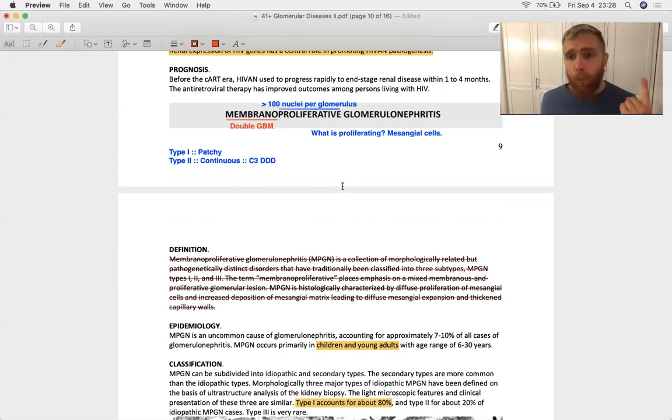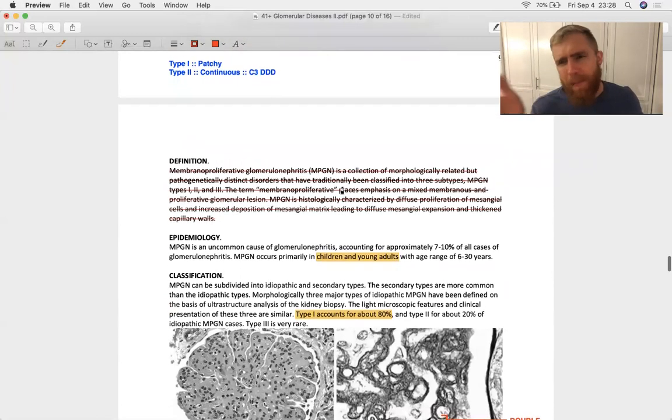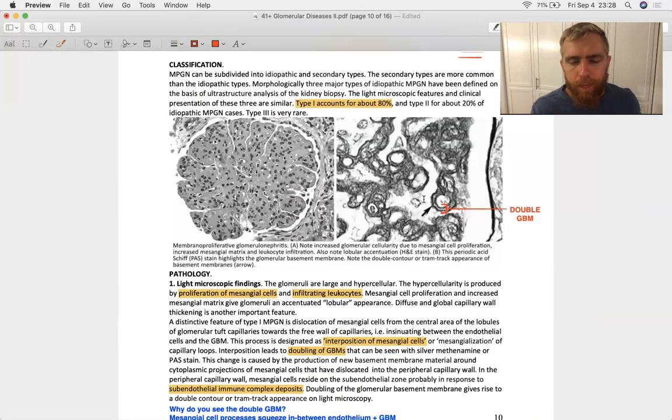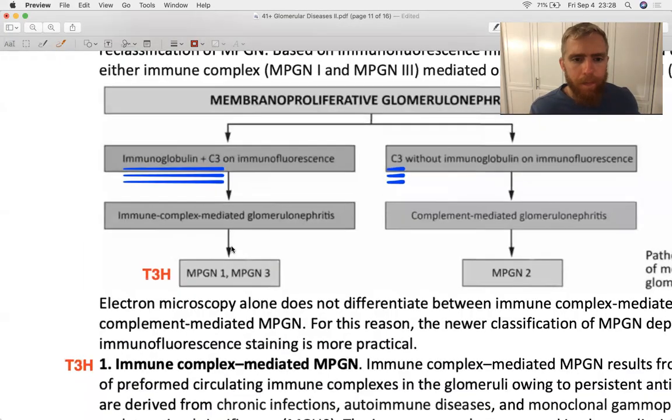So you've got a type 1, 2, and 3 of this membranoproliferative glomerulonephritis. I'd probably say that that's their order of importance too. Got to know type 1, type 2 be aware of as well. Type 3 is just the one that's not type 1 or type 2. This is a disease of young persons, children, and young adults. Going straight to the pathogenesis because that's what's going to help us tell these things apart.